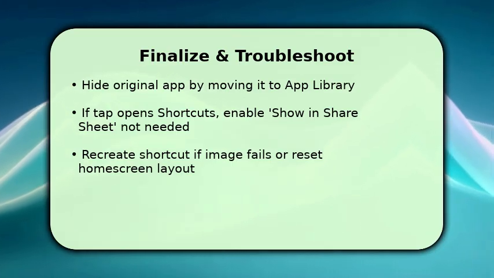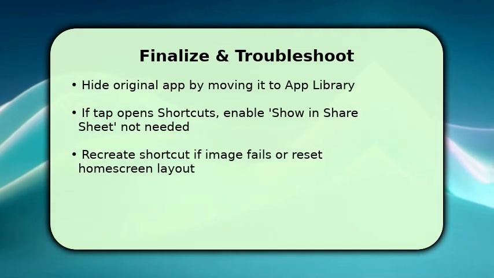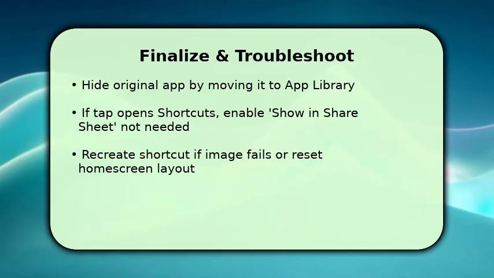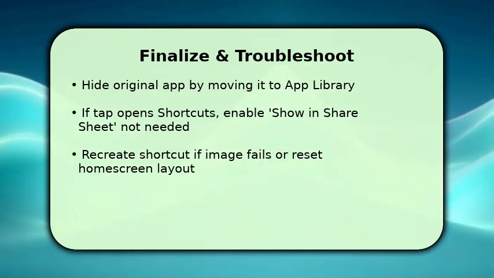Move the original app to the app library to avoid duplicate icons on your home screen. If images appear pixelated, use a larger PNG, 180 to 1024 px, and crop before adding. If problems persist, delete and remake the shortcut to clear any corrupted metadata.